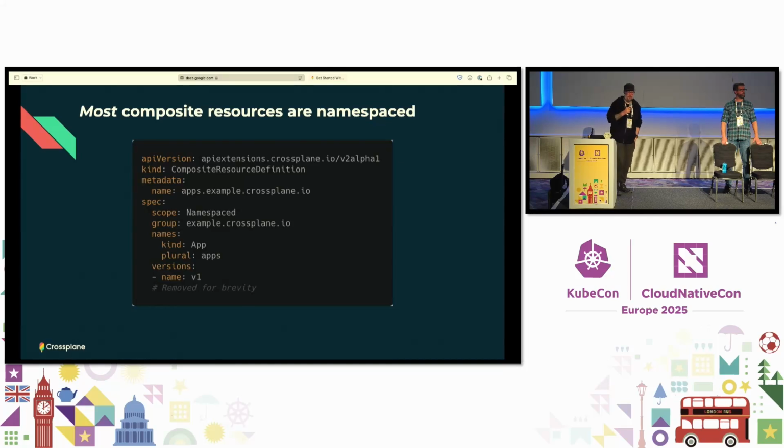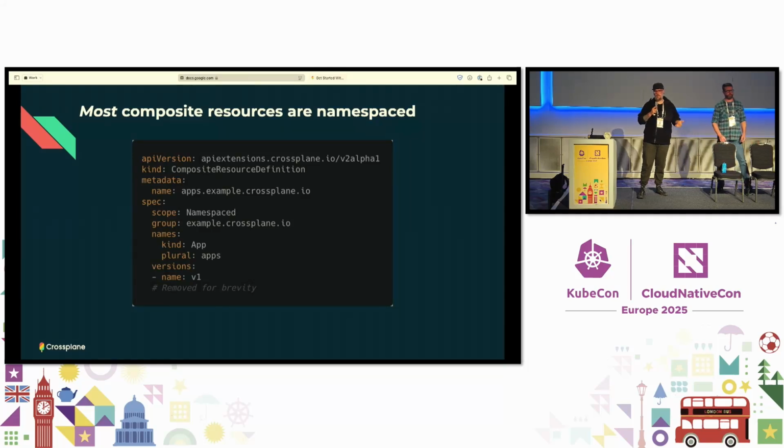I should say most composite resources are now namespaced. When you saw the XRD example earlier, you'll notice it looks a lot like a Kubernetes CRD, custom resource definition, and we've taken the scope field that exists on CRDs and just put that on XRDs. So now you can choose whether your XRD is namespaced or cluster scoped. Well, you're choosing whether your XR is namespaced or cluster scoped using the XRD. So I expect that, like Kubernetes resources, the vast majority of XRs are going to be namespaced going forward, but there are some interesting use cases for cluster scoped XRs.